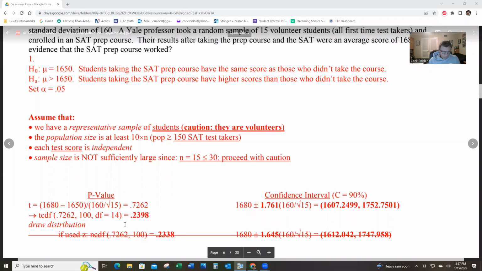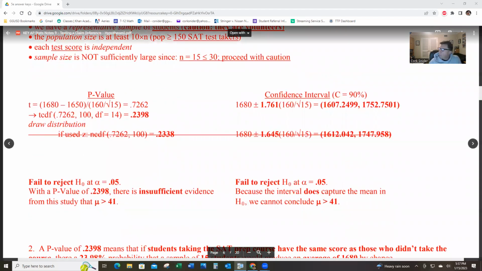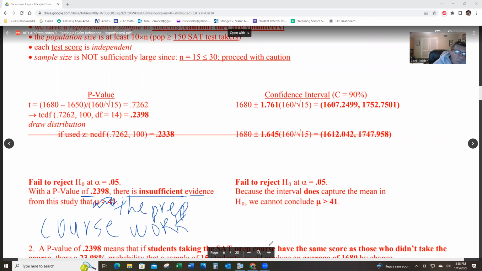Now, the confidence interval you could easily do. Let me continue on with this. In this case, you're going to fail to reject H0 with this p-value. Remember that the keyword is sufficient or insufficient evidence. There's insufficient evidence that the prep course works. That's one way to write it. Okay? So that's what I would write.